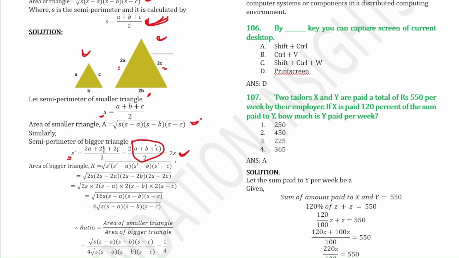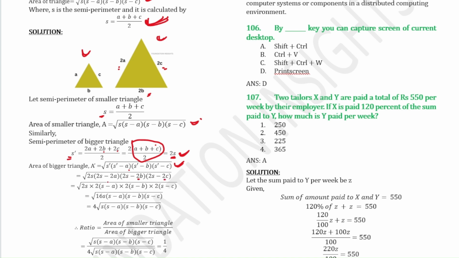So to find the area of bigger triangle, we will use the same formula, that is the Heron's formula, but in place of this S, we will use S dash, and then the sides are different for the bigger triangle, right? So put all the values. In place of S dash, we can substitute it with 2S, right? So 2S you substitute, and then the sides are given as 2A, 2B, and 2C for the bigger triangle.